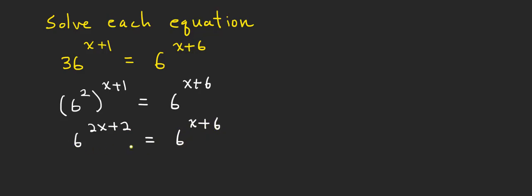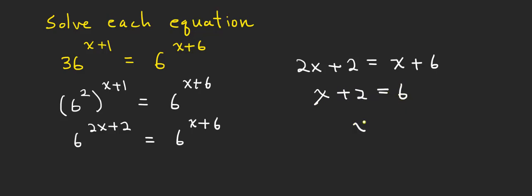Now you have the same base. So in order for these two to be equal to each other, their exponents need to be equal to each other. So 2x plus 2 equals x plus 6. Solve for x: x plus 2 equals 6, which means x is equal to 4. Now you might want to double check your answer by plugging in 4 and seeing if you get the same answer. In this case, you do.